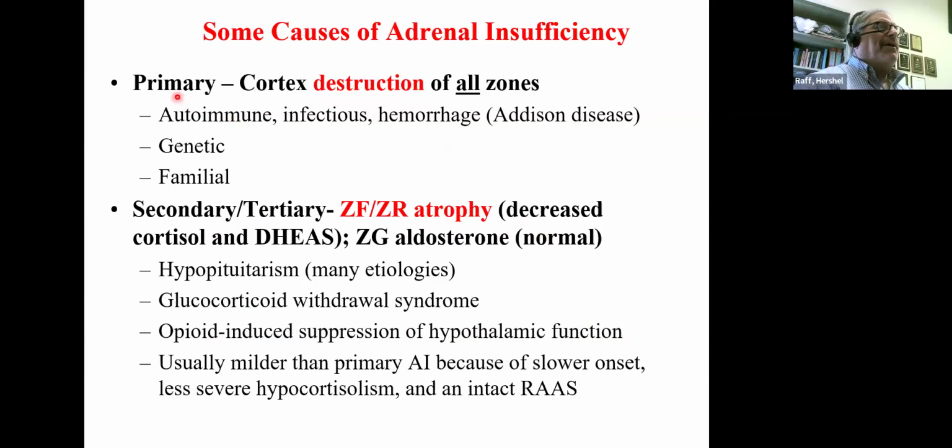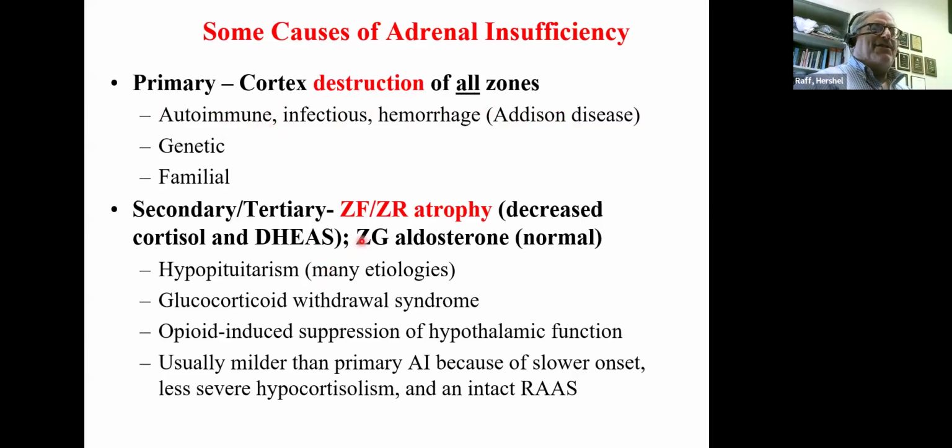So again, what are the causes? Well, primary is destruction of all the zones, and what Thomas Addison described is autoimmune, although he didn't really know it was autoimmune. We now know it is. Most of his patients were TB or granulomatous diseases, so infectious, and hemorrhagic, and lymphoma. I think one or two of his patients might have had lymphoma. I don't remember. But we now know there's some very rare genetic and familial forms. So the fact of the matter is, it's not really that bad to call primary adrenal insufficiency Addison disease, because it's typically one of these top things.